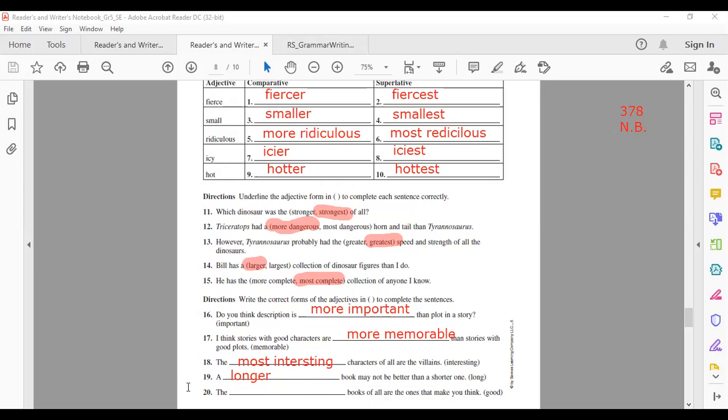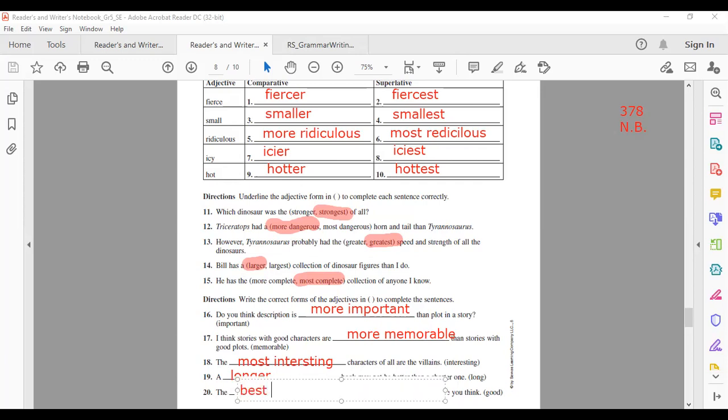The books of all are the ones that make you think good. How to make good an adjective here to compare? Is it gooder or better or best? What do you think? Best. Best. Excellent, because we have the.